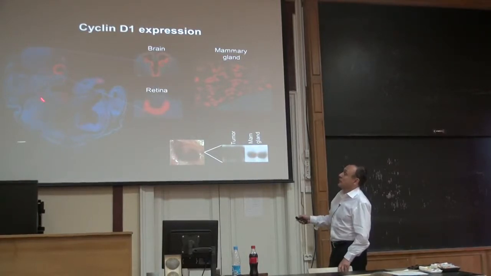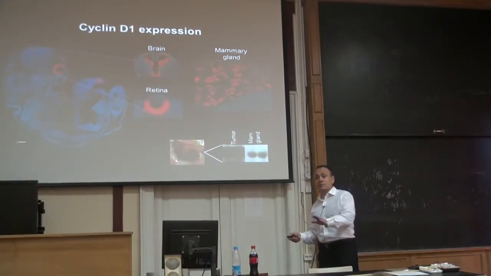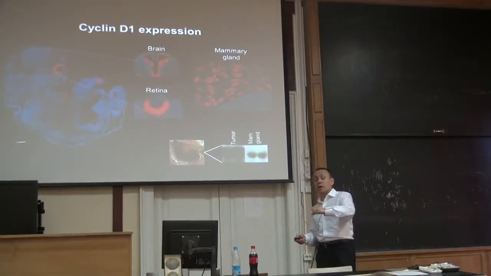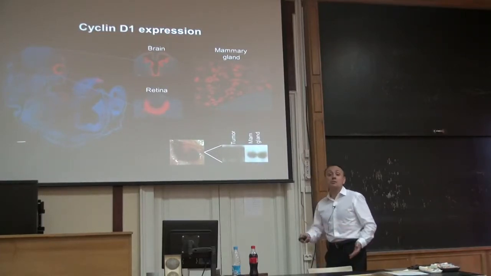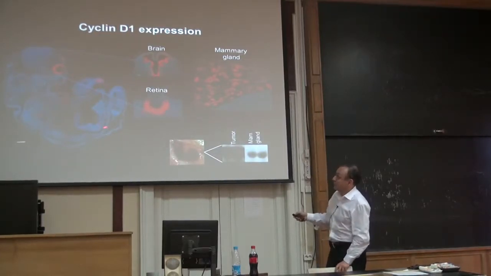When you have a clear signal here, it is the same as with Western blotting. If you have a very strong band, you expose it for a short time, you have a very strong band in lane 1, and lane 2 and lane 3 look like negative, right? If you expose it longer, you start seeing bands. So cyclin D1 is expressed in many compartments, but in the retina it is particularly high.